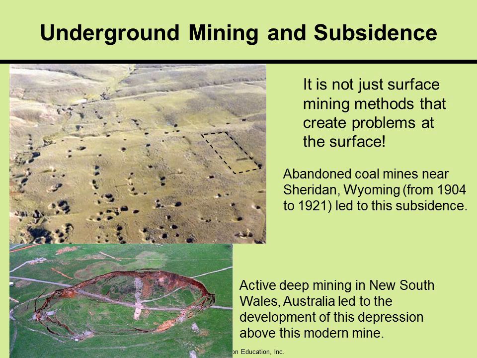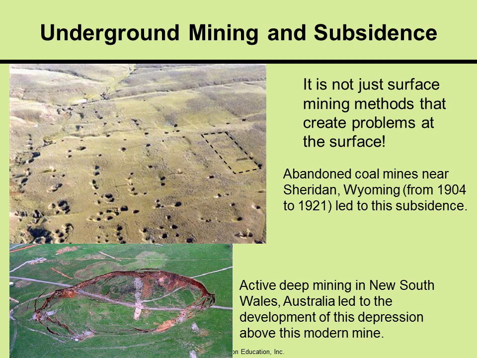There is a problem. You might think that underground mining creates fewer problems at Earth's surface, and that may be true, but it does certainly create some. And one of those, unique to underground mining, is that it can create subsidence or depressions at the surface. In the image on the upper left, you'll see a case that came from Sheridan, Wyoming, where coal mining early in the last century has left depressions that we see at the surface today.